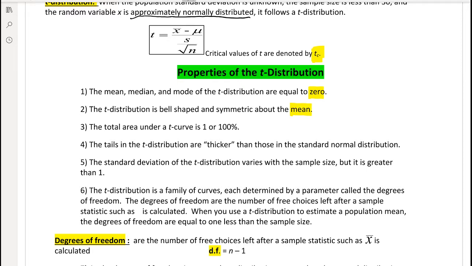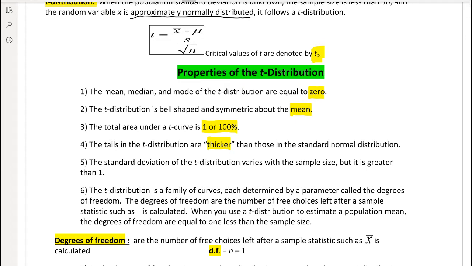The z-distribution, the normal distribution. It's kind of like that. 3. The total area underneath the t-curve is 1 or 100%, just like the z-curve, the normal curve. 4. The tails in the t-distribution are thicker than those in the standard normal distribution, right? When you look at the t-curve, and I'll show you that in a second, the tails of it don't actually get really close to the axis like it does in the standard normal distribution.